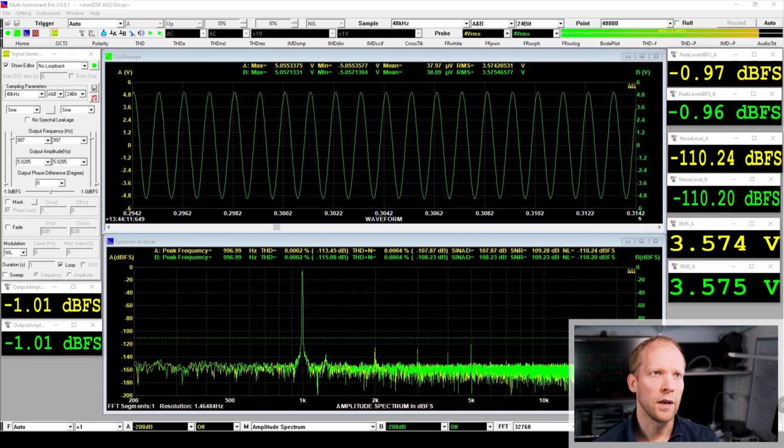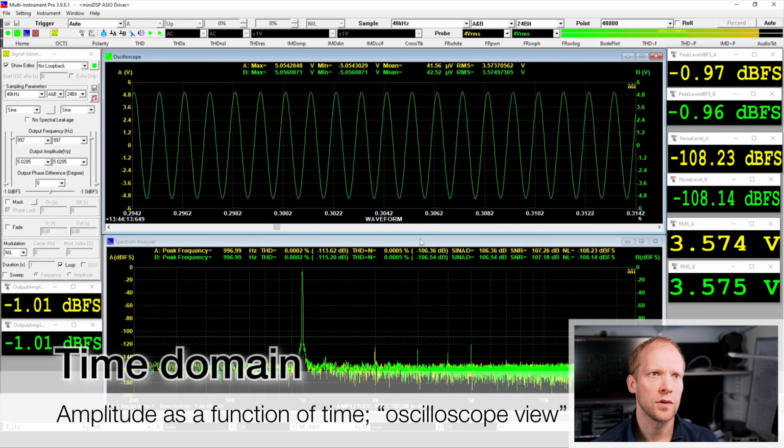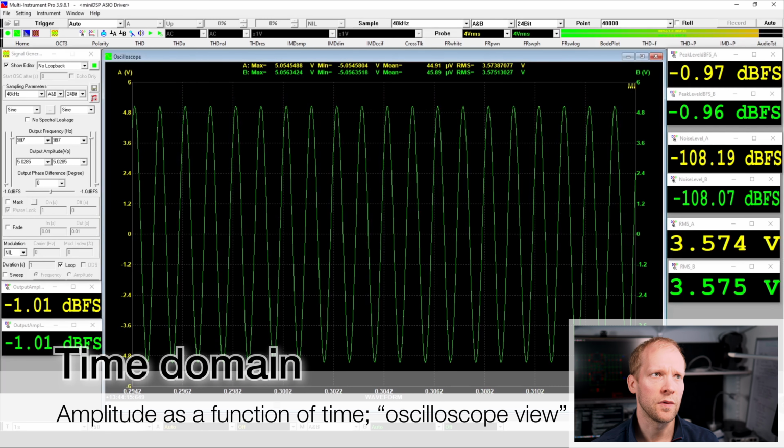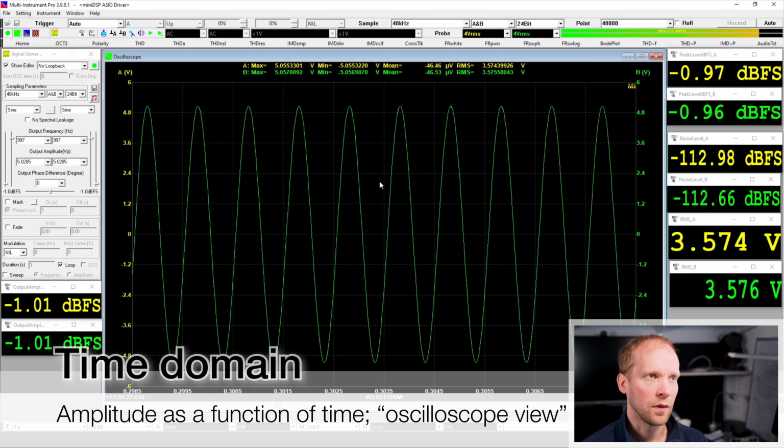I won't be going into mathematical or very technical details. I try to focus on the practical point of what these concepts mean. Let's look at the time domain first. So let's just hide the spectrum analyzer for now. So what can we tell about this signal?